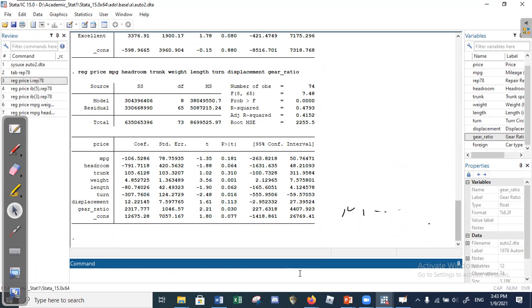Now, when I look at the model, although the R square for this model is not that good, the model is on the whole significant. And when I come down, I discover that weight, turn, and gear ratio are basically significant explanatory variables.